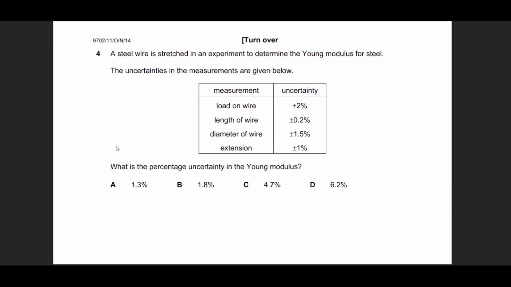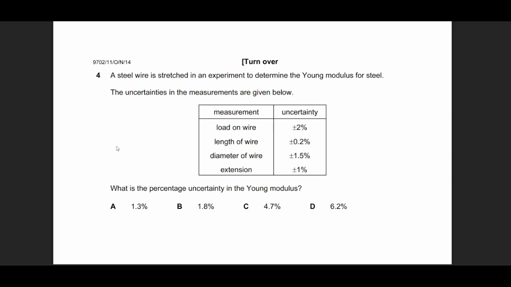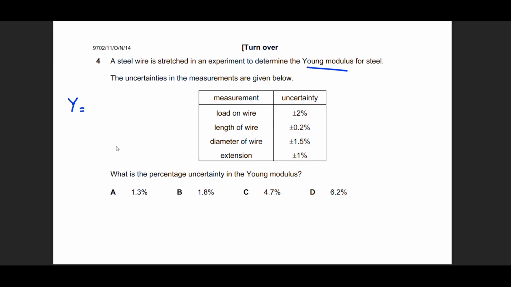Question number 4. In this question, you may not know the formula if you're watching this in the beginning years of your A-levels. He wants you to find out the error in Young modulus. So the formula for Young modulus is stress over strain. When you simplify that, it becomes force multiplied by length divided by cross-sectional area times the extension. So I've simplified this as FL divided by AE.